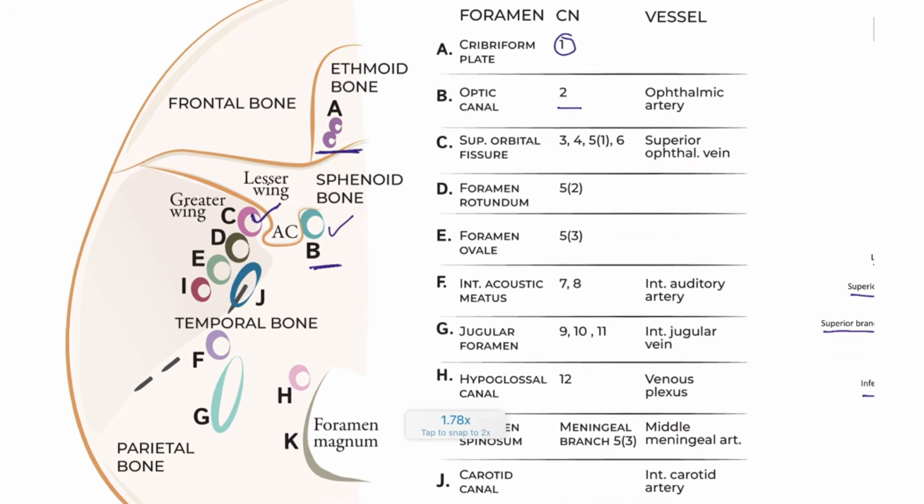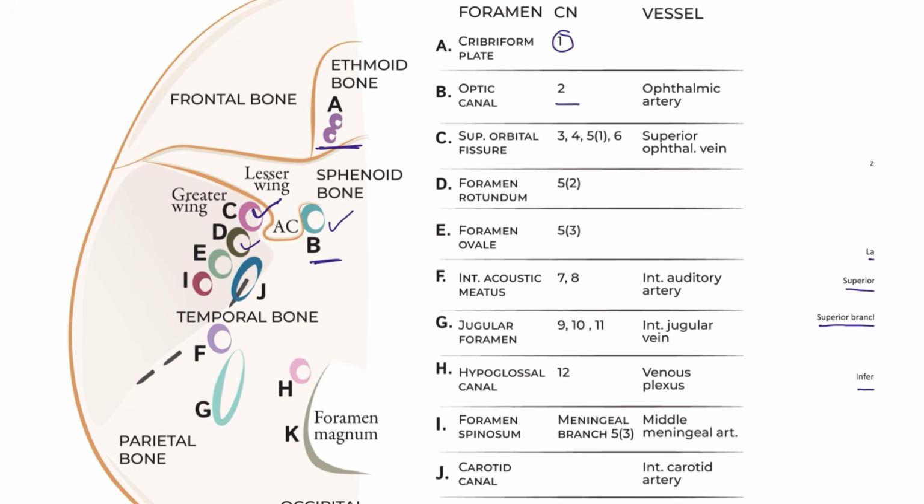Next, moving on to the next one. This is known as the foramen rotundum. In this, you have the trigeminal second branch. Where is the trigeminal first branch? The trigeminal first branch is in the superior orbital fissure. Next, here you can see the foramen ovale, and this is the trigeminal third branch. And here you can see the internal acoustic meatus.